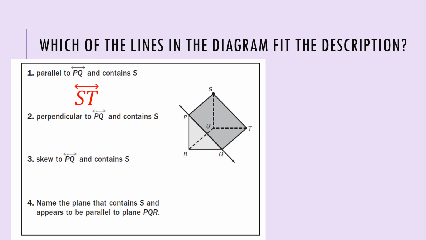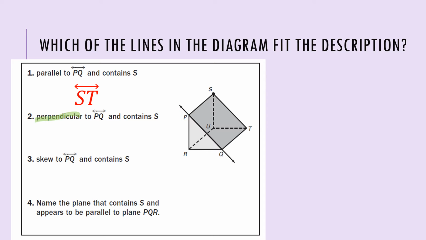Then we have the same concept, perpendicular. So we have PQ, it contains S, and it's perpendicular. Perpendicular means it intersects at a right angle. S would be here. How would we get that to intersect at a right angle? Because it's perpendicular, they have to intersect. So I would say this one, because we could just assume that that would be perpendicular since we are drawing that line in.